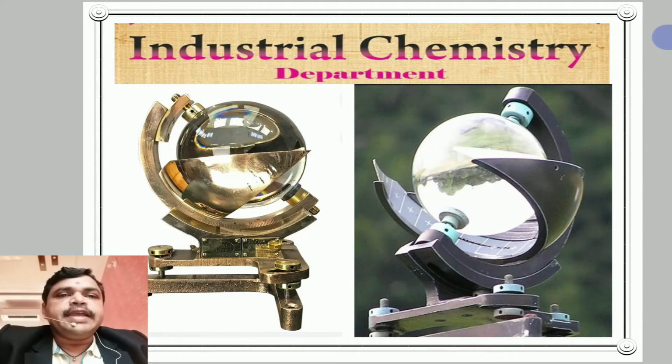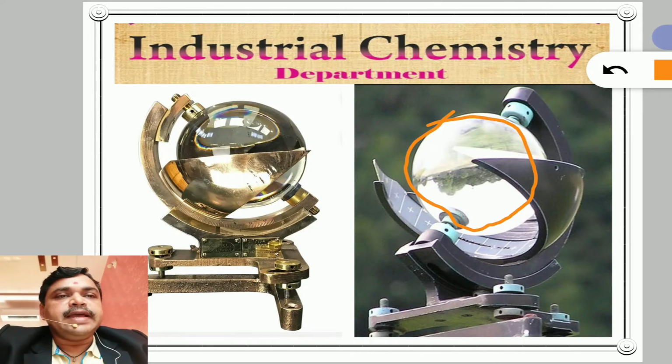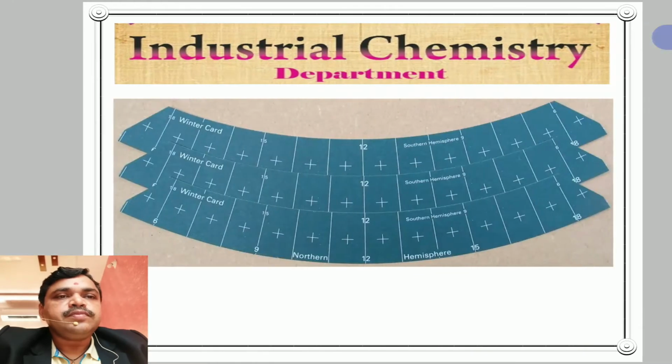This is the actual photo of the sunshine recorder. In the photo we can clearly see a card and a spherical lens. This is the glass sphere which refracts the sun's rays, and below it there is a vertical bowl where a paper card is mounted which indicates the solar radiation. This is the card which is used in the sunshine recorder.